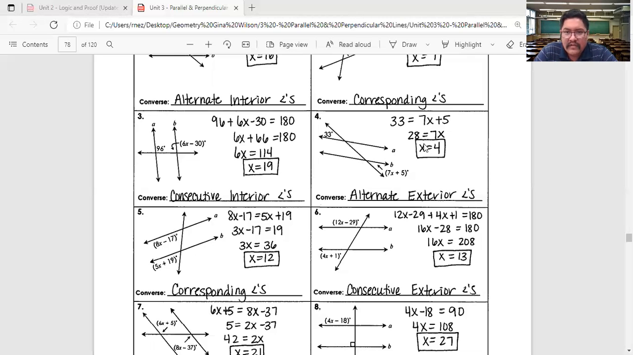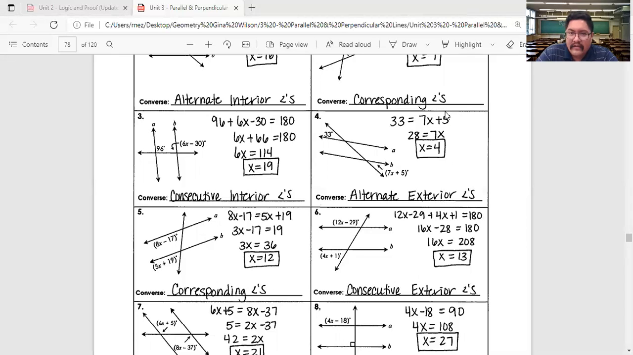Okay, so let's move on to number 4. In this case, I have the transversal here and these little tiny angles. Looking at what kind of relation they have, they are alternate because that 33 is on the right, and the other one is on the left. And they're on the outside, so that's exterior. Remember, alternate exterior angles are congruent, or equal. So we set them equal to each other: 33 equals 7x plus 5.